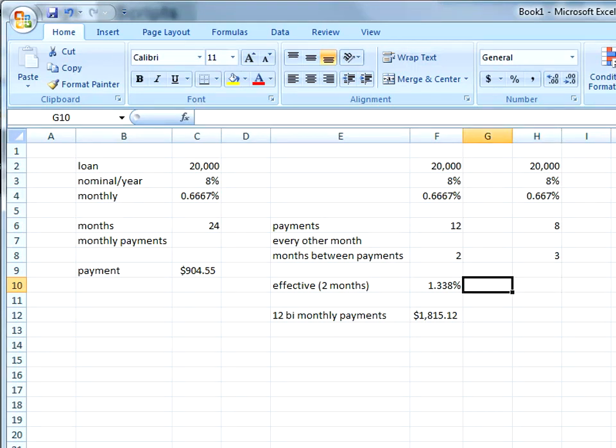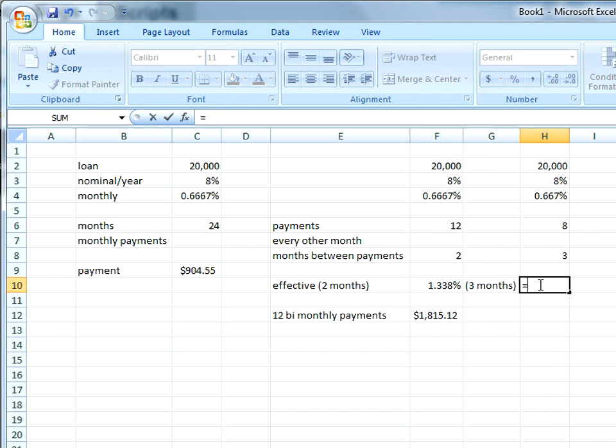Let me write here just for 3 months. The effective interest rate is 1 plus the monthly interest rate raised to 3, and I'm going to subtract 1. And that means that the interest rate for 3 months is going to be 2.013%.